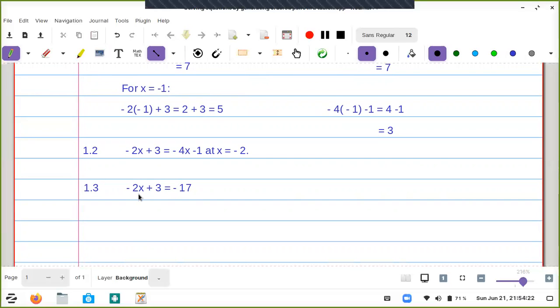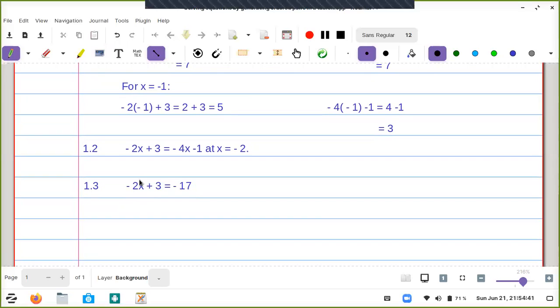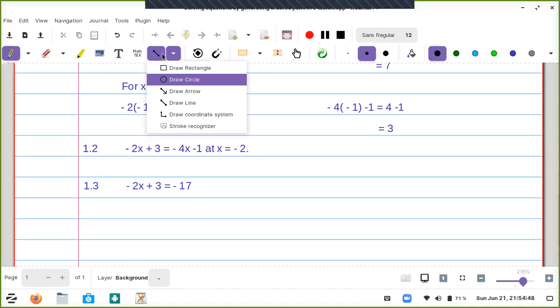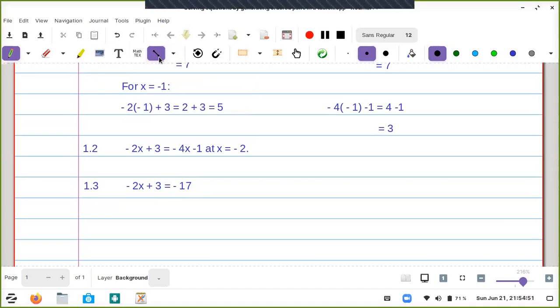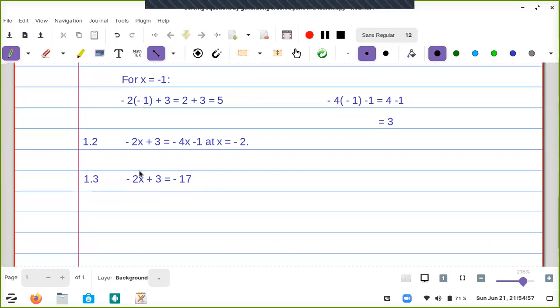So personally, I don't want my variable to be negative, right? Because I may forget at the end of the day to divide or to multiply by a negative. So to make my life easy, I will transpose this negative. Sorry, let me show you how I'm going to do it. I'm just going to transpose negative 2 to the right hand side.